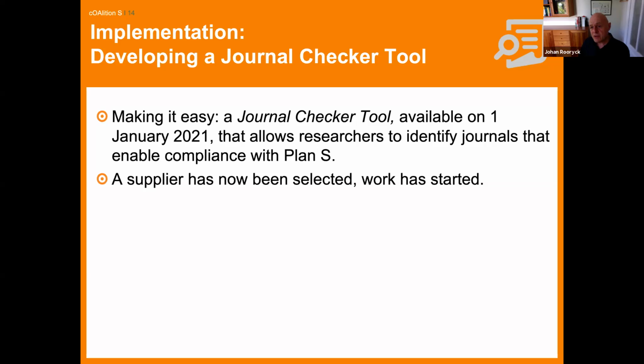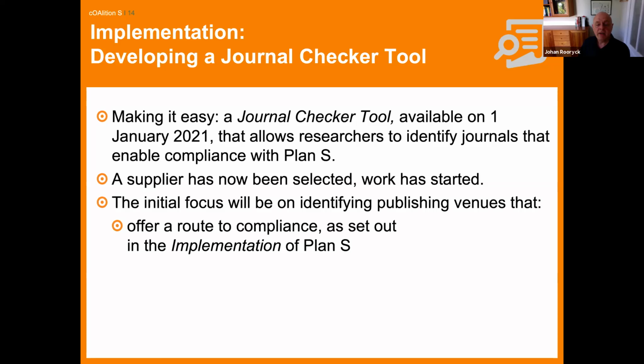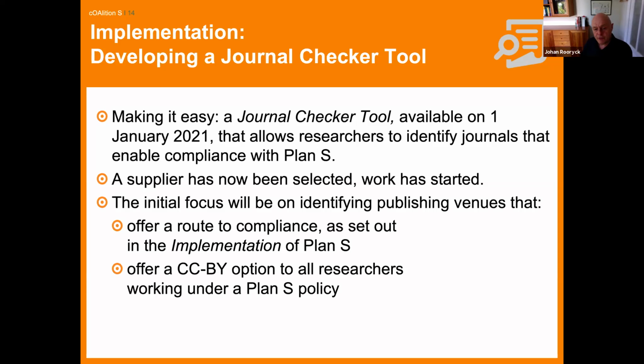Eventually, we have selected a supplier. The contract hasn't been signed yet, but work has already started, and the initial focus will be on identifying publishing venues that offer a route to compliance, that offer CC BY, and that allow the author to retain copyright. Of course, in later iterations of this journal tool next year, we will add some bells and whistles that make it even easier for researchers, and that will allow for more information to be present in the journal checker tool for researchers, but also for libraries.